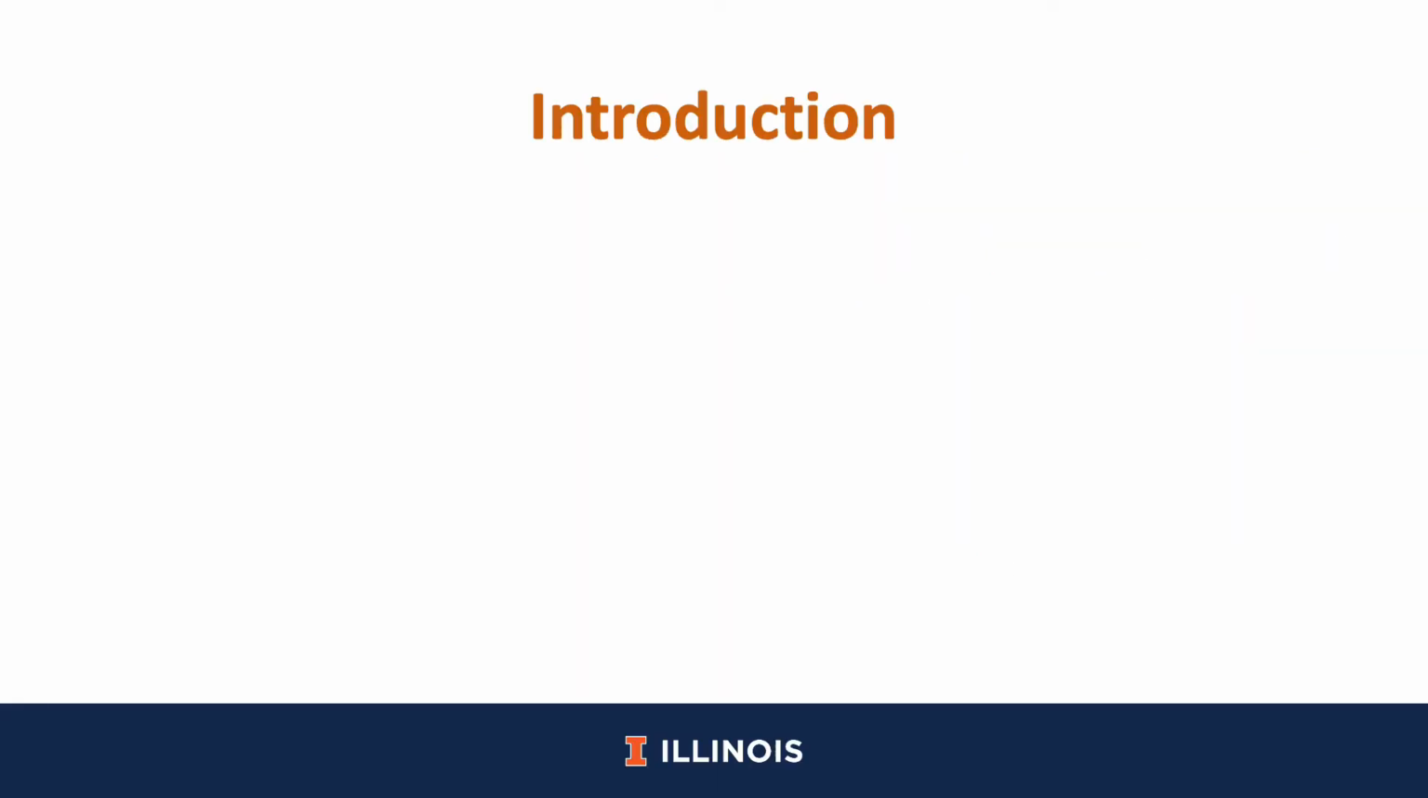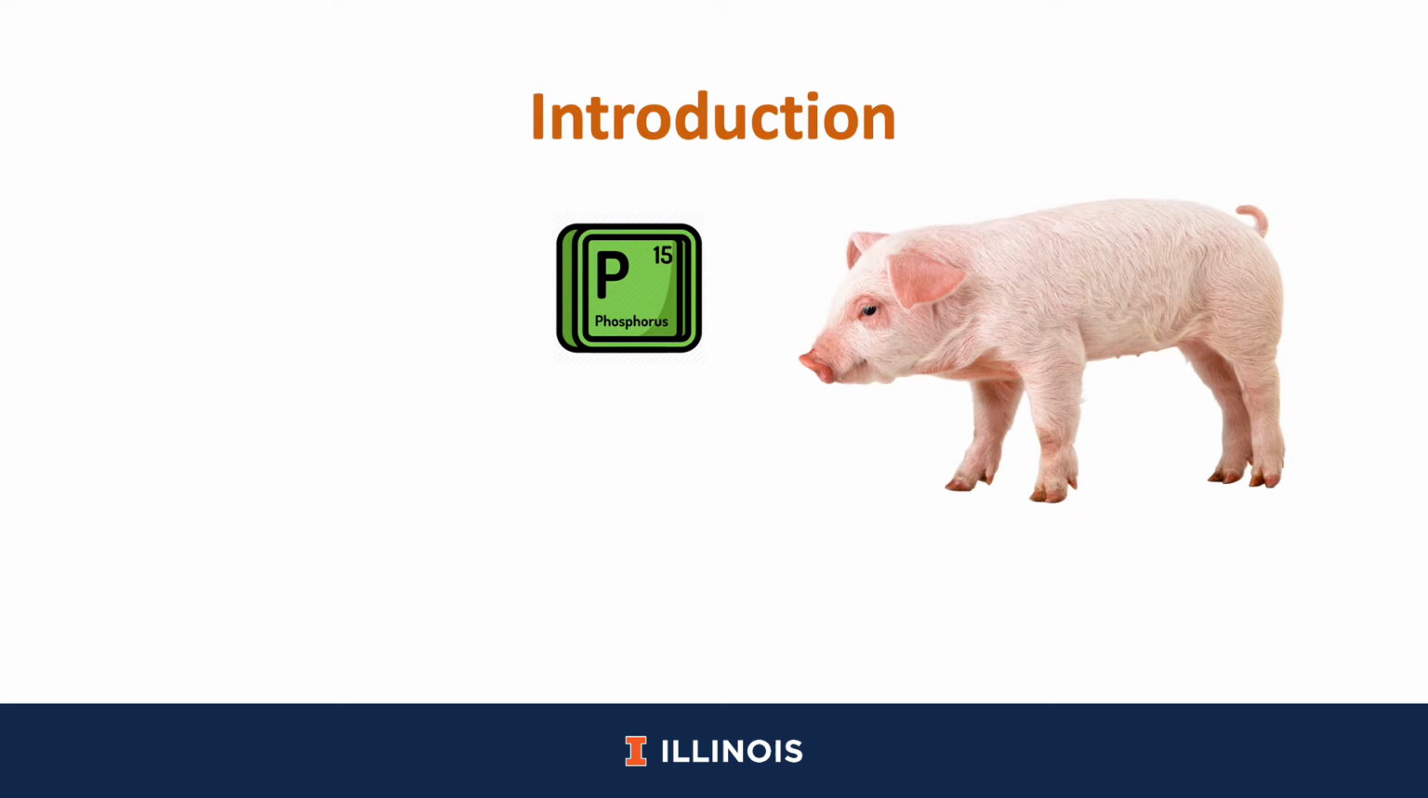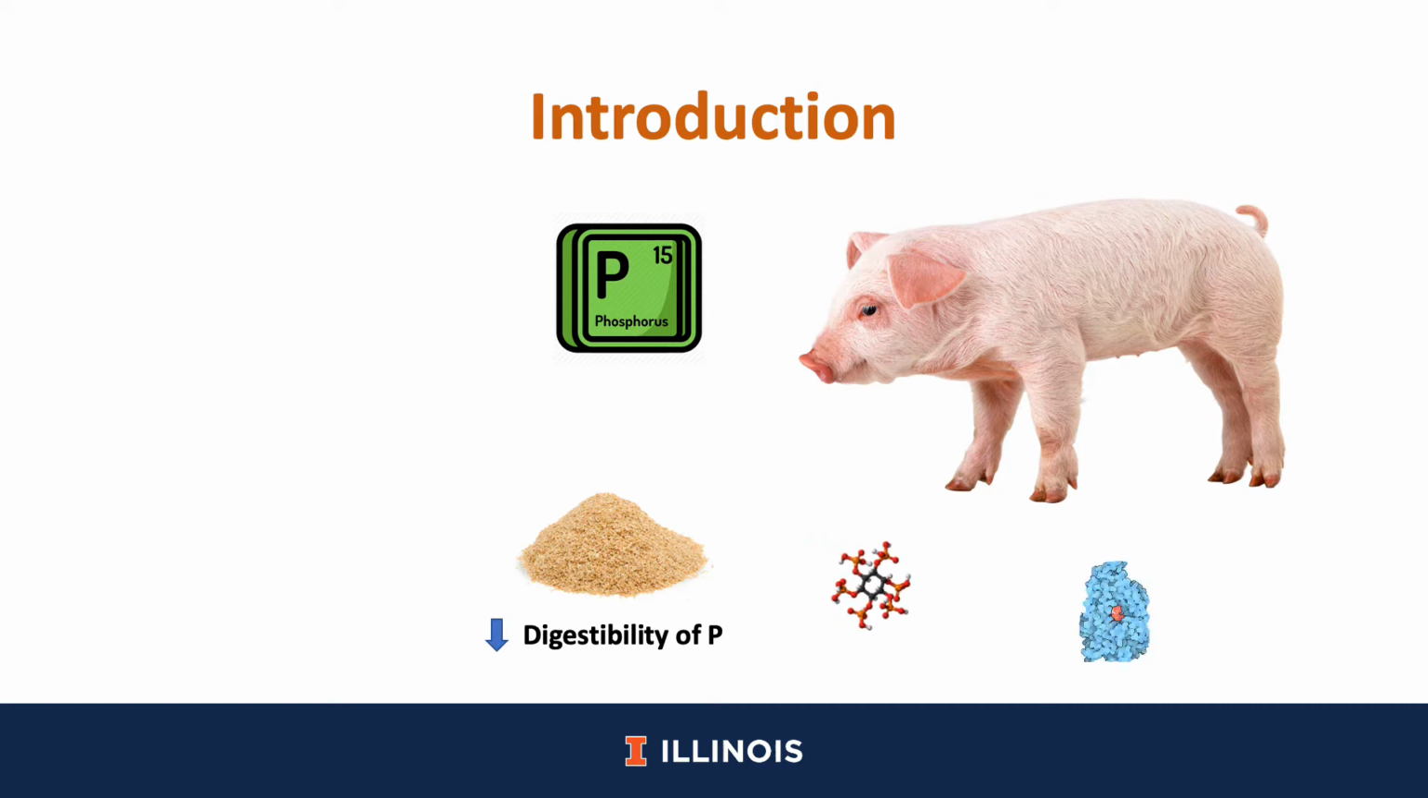As an introduction, phosphorus is the second most abundant mineral in the body, and it can be delivered to pigs in two different ways. First, plant ingredients, which have a low digestibility of phosphorus, and this is due to the presence of a molecule called phytate. Phytate is the natural storage of phosphorus in the plants, and in order to be broken down, we need an enzyme called phytase. But this phytase does not occur naturally in the gastrointestinal tract of the pig. Therefore, this enzyme is also supplemented in diets.